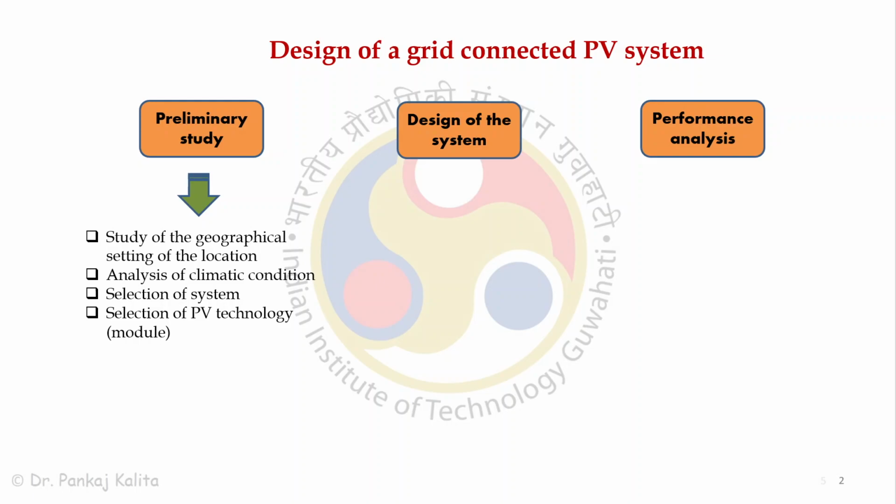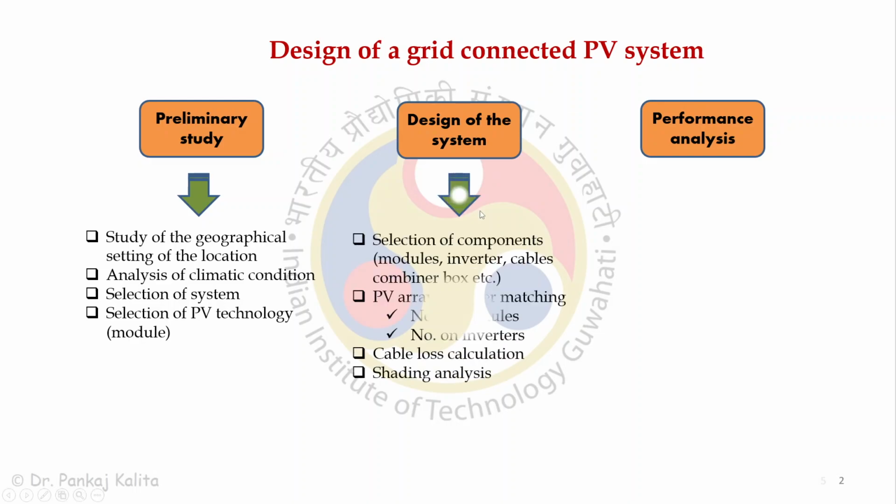When we try to design a grid connected photovoltaic system, the first thing is to do a preliminary study. I think most of you are familiar with terms like irradiation and temperature. So first, study the geographical setting of the location, like what the irradiation value and conditions are, analysis of the climatic conditions, and selection of the PV technology like monocrystalline, polycrystalline, perovskite. Perovskites are not so commercial.